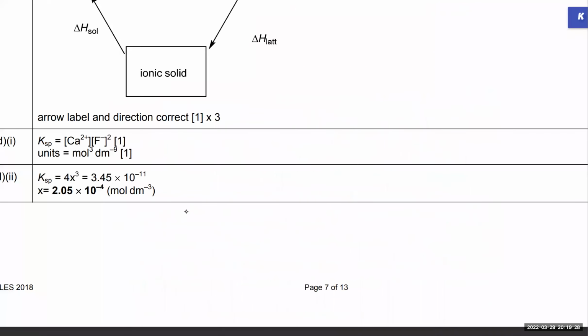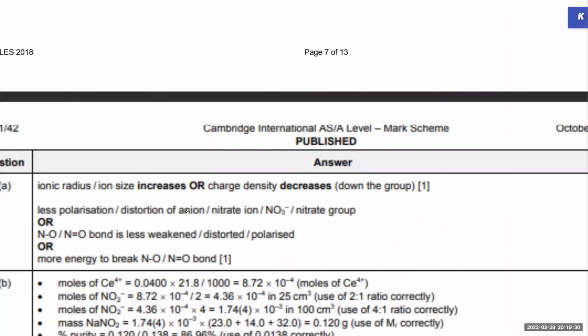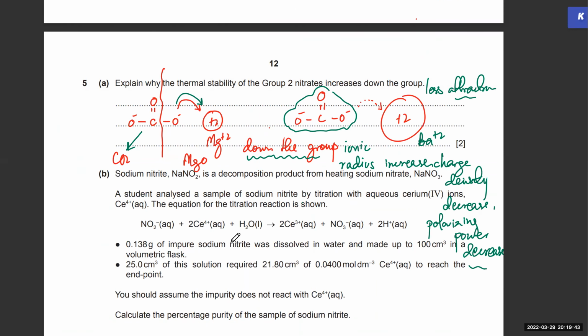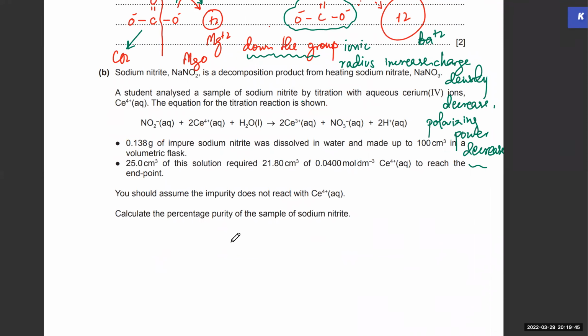We can just quickly check what the wording was. Ionic radius increases, that's 1 mark, and less polarization or distortion of the nitrate ion. Sorry, we were talking about the carbonate ion, but less distortion or less polarization of the carbonate ion. That's about it. So the next one, you've got a moles question.